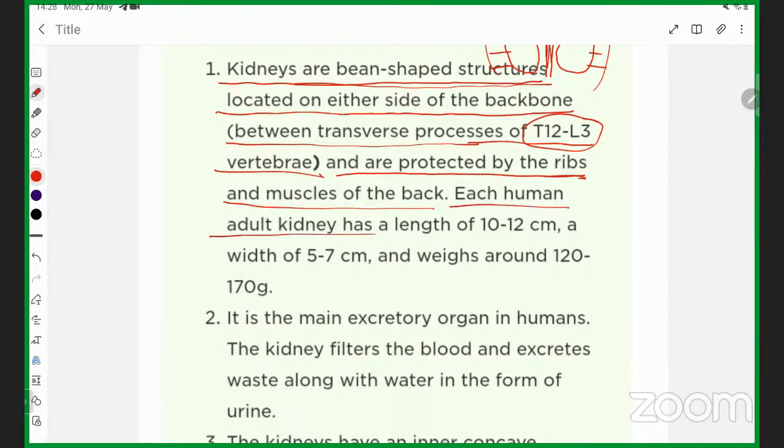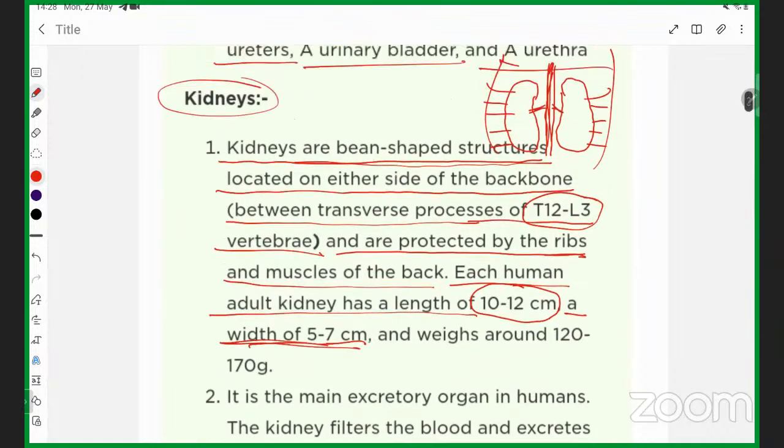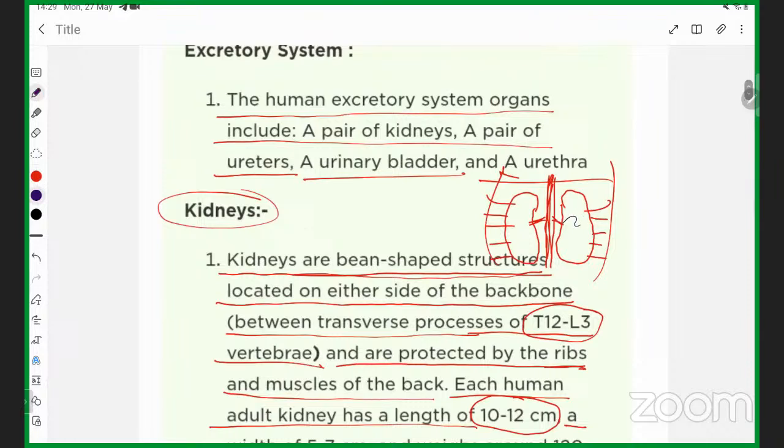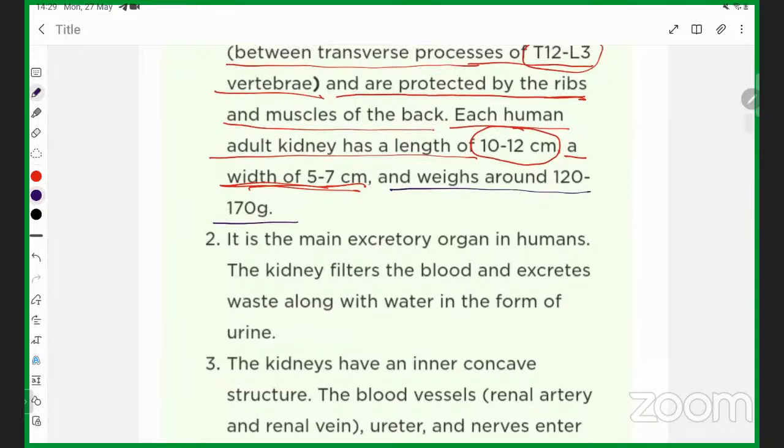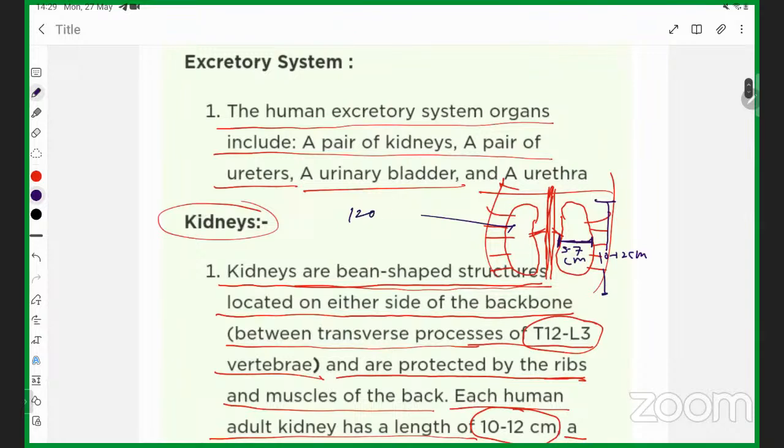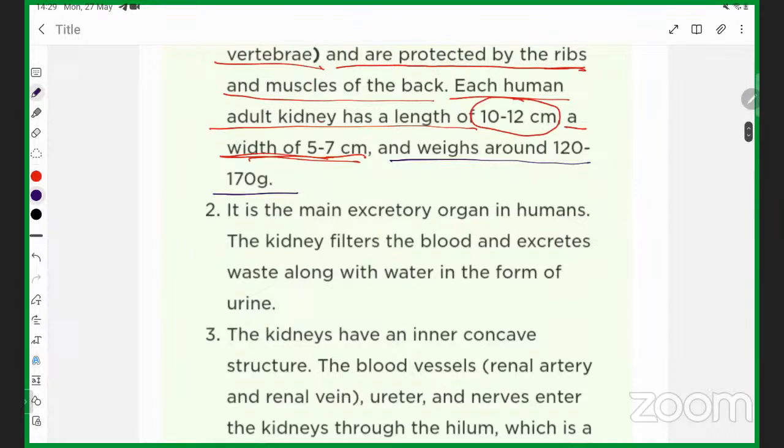Each human adult kidney has a length of 10 to 12 centimeters and a width of 5 to 7 centimeters. So the width is what? 5 to 7. If you see this width, you are going to find 5 to 7 centimeters. And if you are talking about length, the length is 10 to 12 centimeters. The weight is around 120 to 170 grams. Each kidney weighs how much? 120 to 170 grams. It depends on the person. It is going to vary, students.